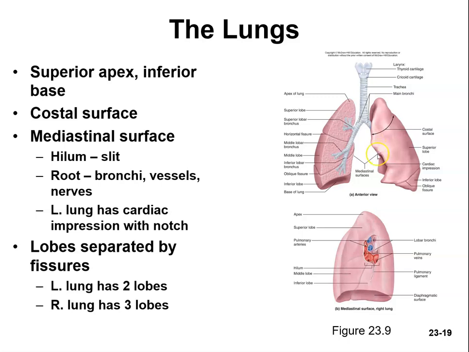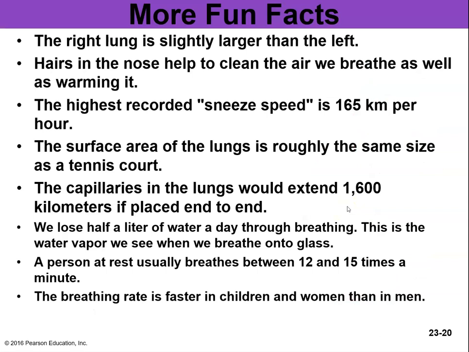Left lung has cardiac compression with a notch. So here's that cardiac compression because the heart kind of sits right in here. Okay. So here's the mediastinal surfaces. Okay. Lobes, again, the left has 2 and the right has 3. Right lung is slightly larger than the left.